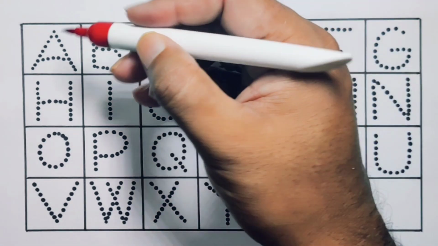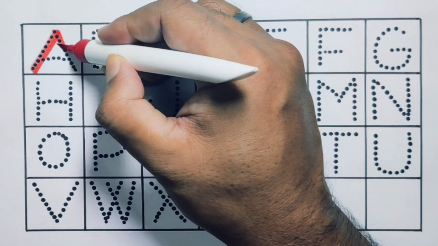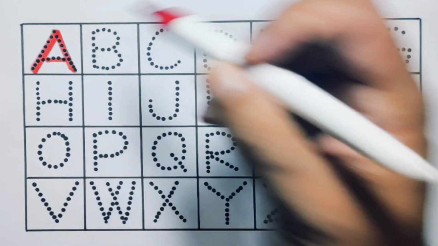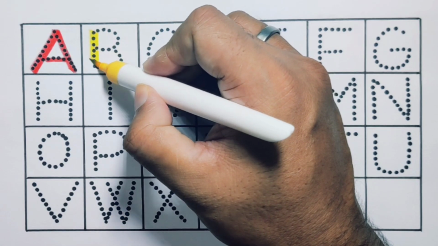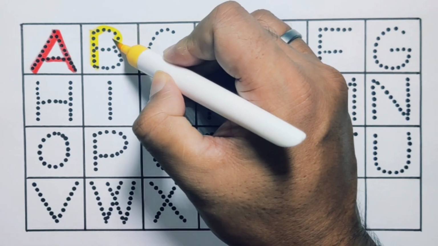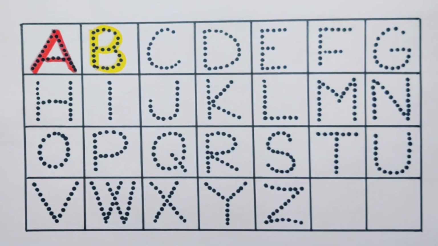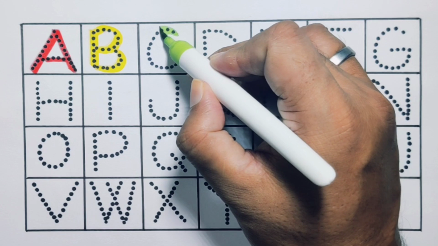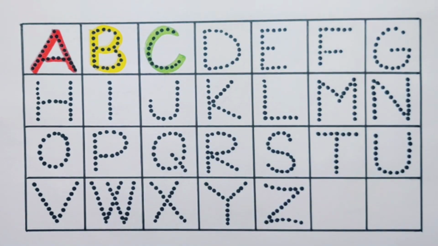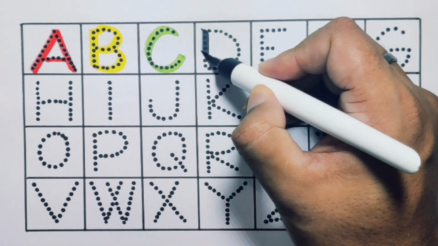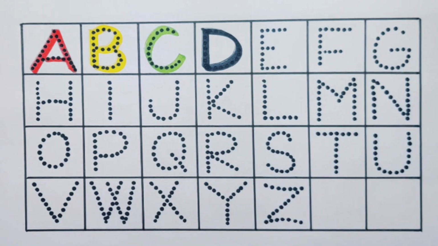A. A for aeroplane. B for butterfly. C. C for clock. D. D for dolphin.